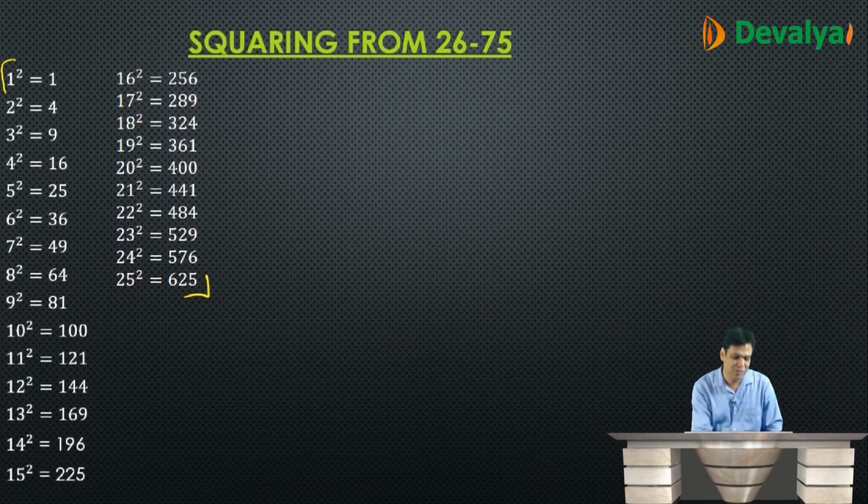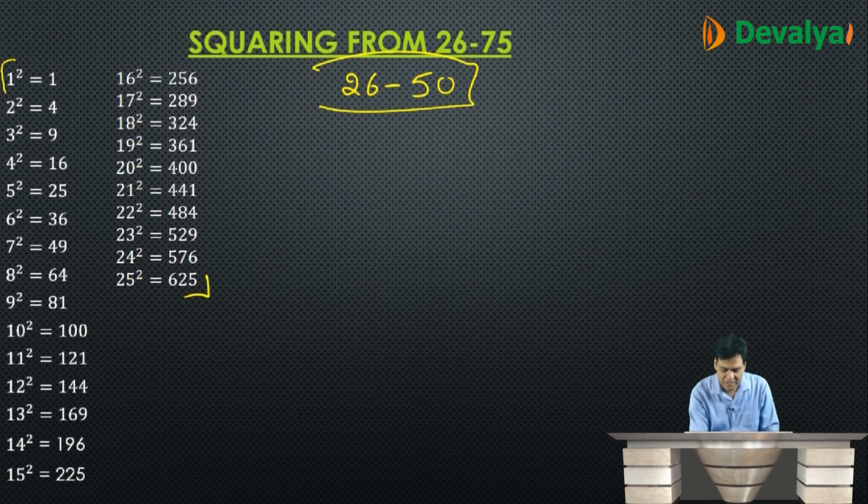Students, for that you must have by-heart knowledge of the squares from 1 to 25. It's really very simple. If you know the squares from 1 to 25, you can calculate the squares from 26 to 125 easily in a fraction of a second. So, I am going to teach you how to calculate the squares from 26 to 50 first.